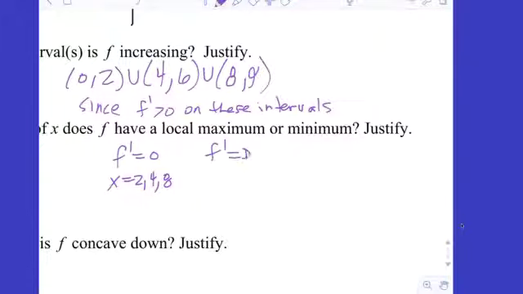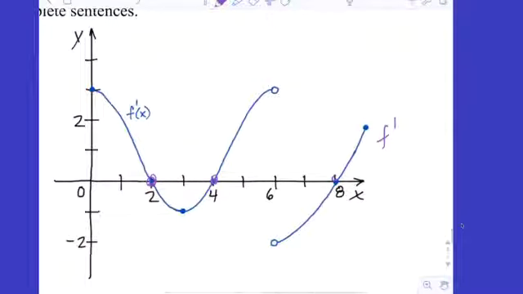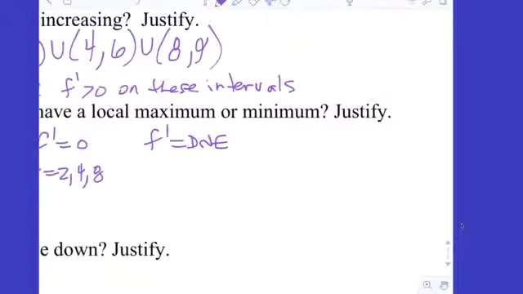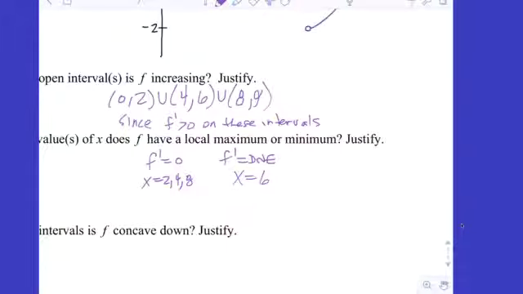We usually consider it first, but this time I didn't. So as long as you're considering it, that's fine. Does f prime ever equal undefined? Where? 6. Guess which critical value most students would forget to consider? 6. Right. It tells us that it's in the domain of the function because it says the function f is continuous, but the derivative is undefined at 6, so that makes it a critical value. That would be like a vertical tangent or something.